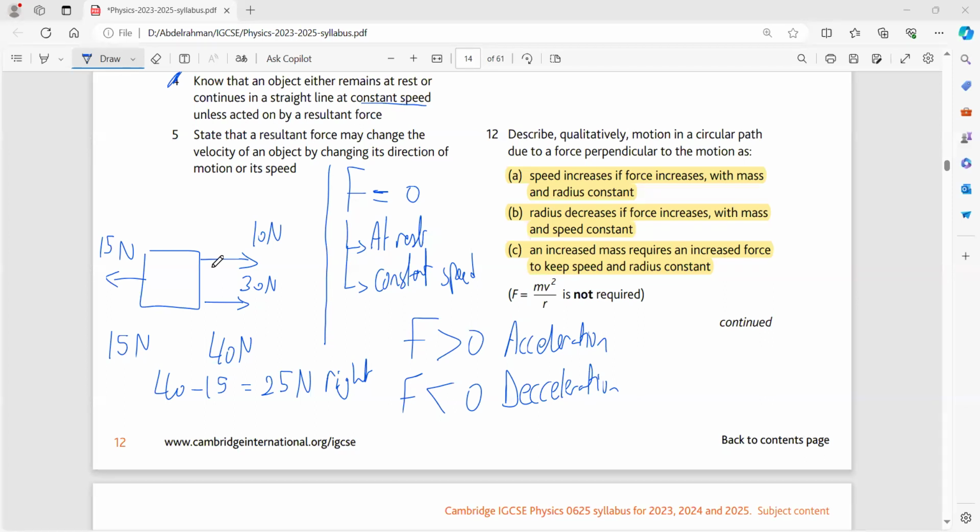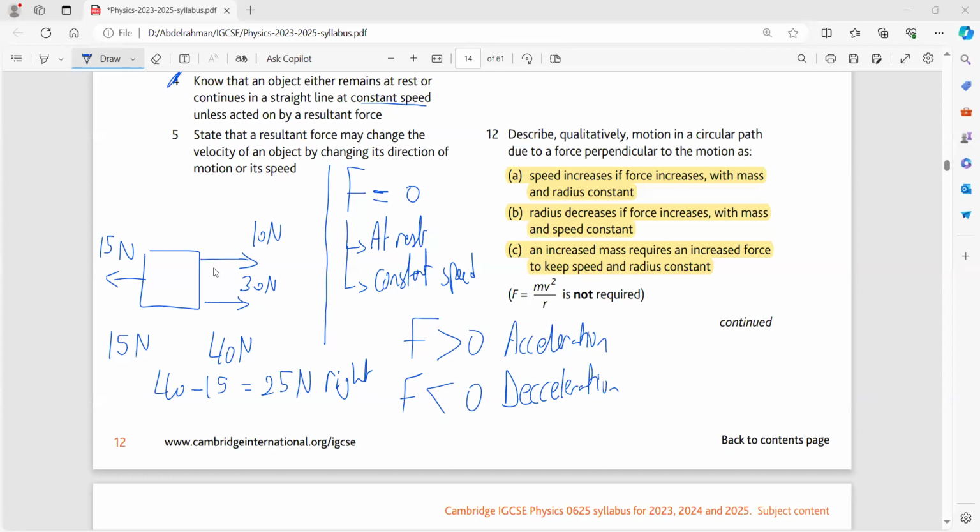Okay, if it has a driving force, and I tell you that the resultant force is zero, that means that the driving force is equal to the resisting force, like the friction or the air resistance. Okay, then it's moving at a constant speed. But if there is no driving force, then there is no friction or resistance. Therefore, it would be at rest. Okay.